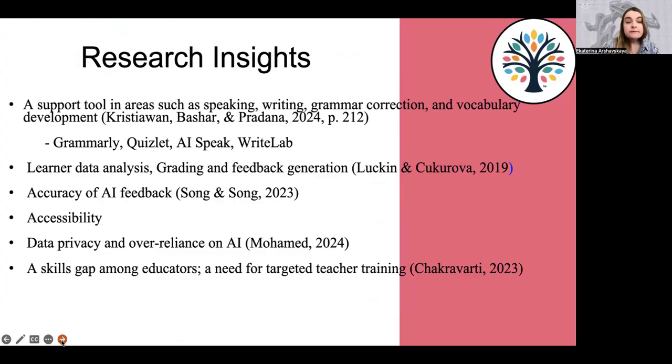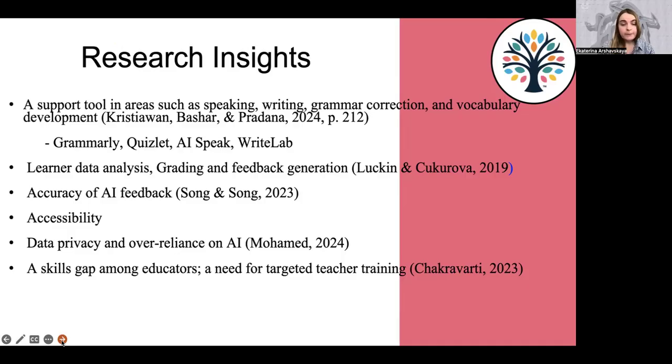So, what was found in the literature is that AI can be a great support tool and it can help students with speaking, writing, grammar correction, and vocabulary development skills. And some tools that were highlighted in the literature were Grammarly, Quizlet, AI-driven flashcards, AI Speak to help with pronunciation, and the Write Lab. Other educators say that AI can also analyze student data and can adjust feedback and grading.